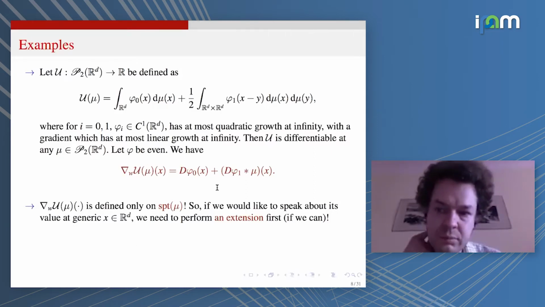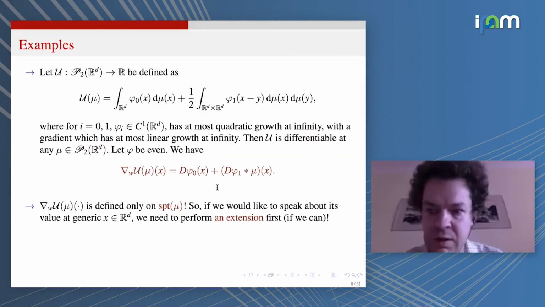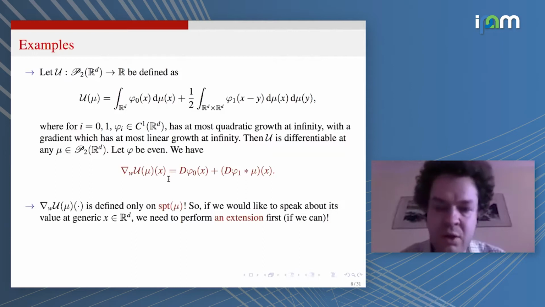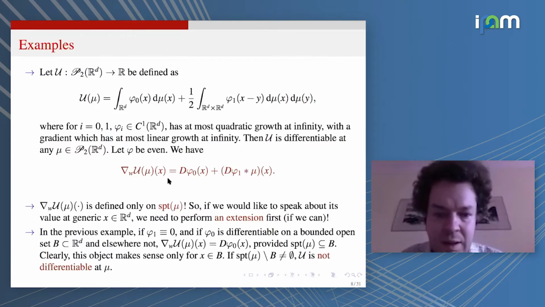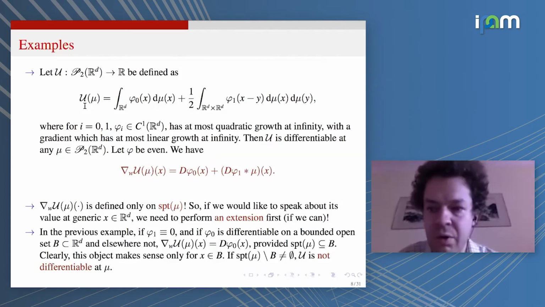But in general, you have to be very careful that this object is defined only on the support. And in order to speak about its general value, you have to do an extension if you can. So for instance, if this object is Lipschitz on the support of the measure, then you can do a Lipschitz extension, for instance. But of course, there are situations when this is not possible. So imagine that you have here just the potential energy, and this phi0 function is differentiable only on a ball. Then if I take a measure which is not supported on that ball, the capital U function will not be differentiable at that measure. And in particular, that gradient object is really making sense on the support of the measure.